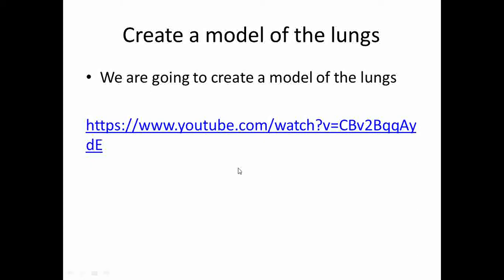Alright, so what we're going to do is create a model of the lungs, and we're going to watch the following clip which will show us how to do that.